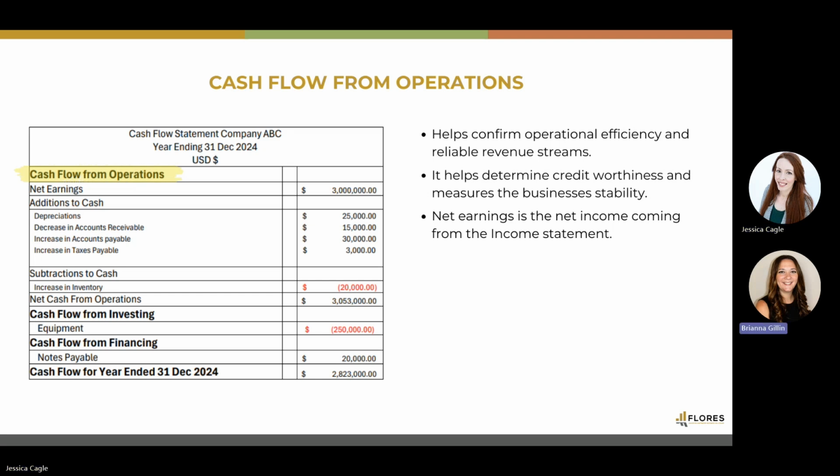Yes, cash flow from the example gives history to confirm its efficiency and reliable revenue streams are there while measuring the business's stability and provides net earnings, which come from the income statement. To build a reliable forecast involves sales, operations, and finance departments, as it's a team effort that is best done collaboratively.